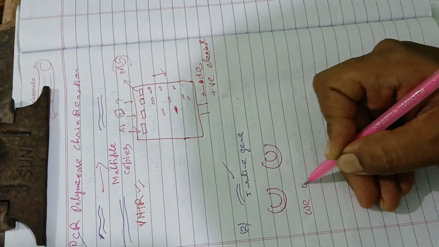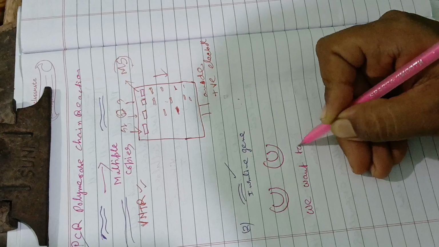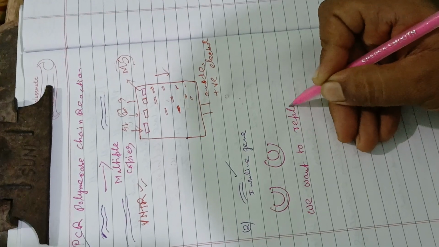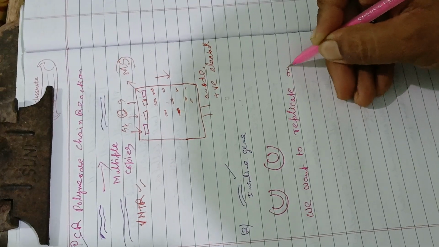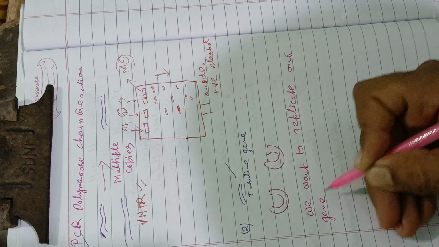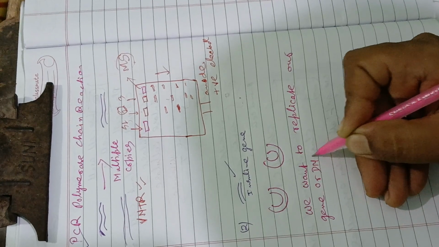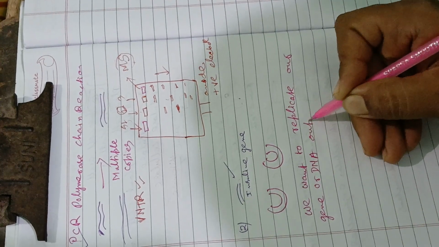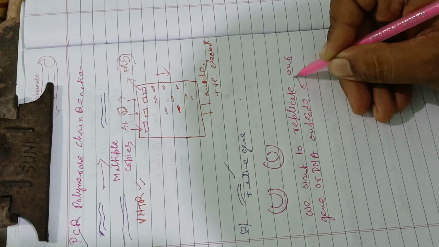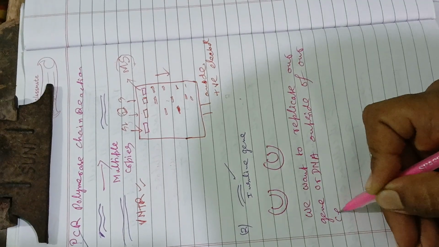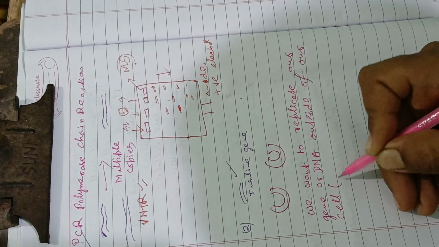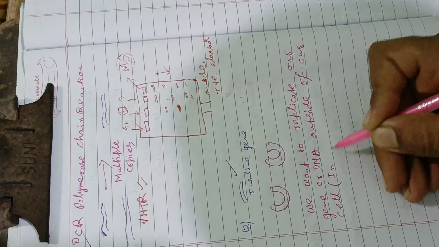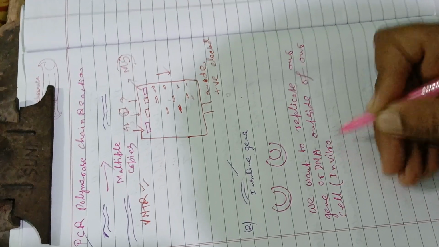If I write the definition: we want to replicate our gene or DNA outside of our cell, means in vitro condition.